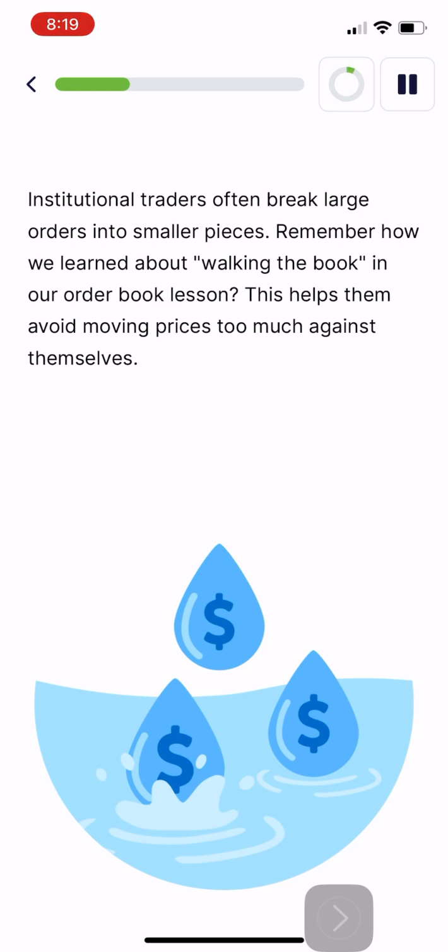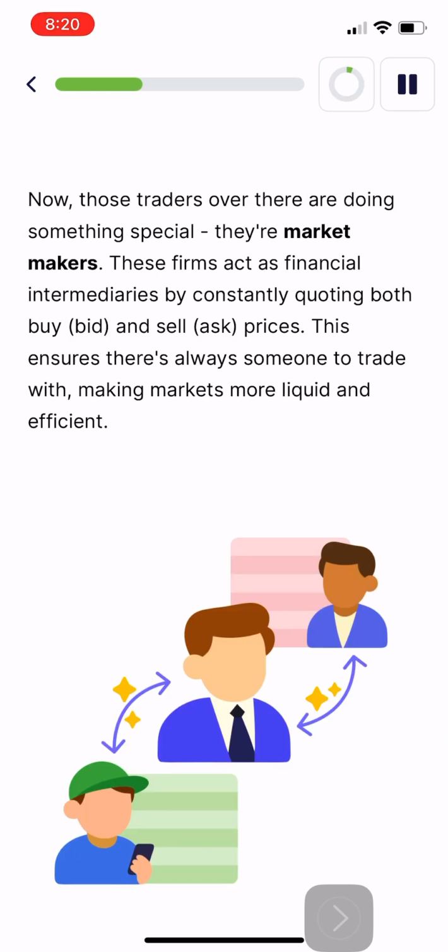Institutional traders often break large orders into smaller pieces. Remember how we learned about walking the book in our order book lesson? This helps them avoid moving prices too much against themselves. Now, those traders over there are doing something special. They're market makers. These firms act as financial intermediaries by constantly quoting both buy, bid, and sell, ask prices. This ensures there's always someone to trade with, making markets more liquid and efficient.